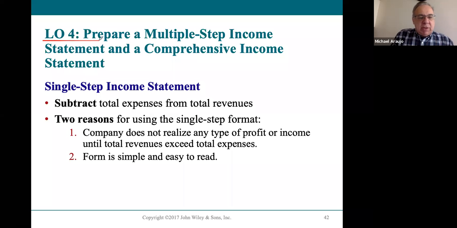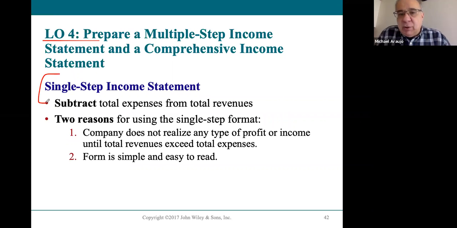All right, so welcome to Learning Objective 4. Now, in this chapter, you're introduced to merchandising companies that buy and sell goods. Prior to this chapter, we've basically focused on service companies. So the income statement that you know is relatively basic. You have revenue, you have expenses, and then your net income. Well, that's something that continues here.